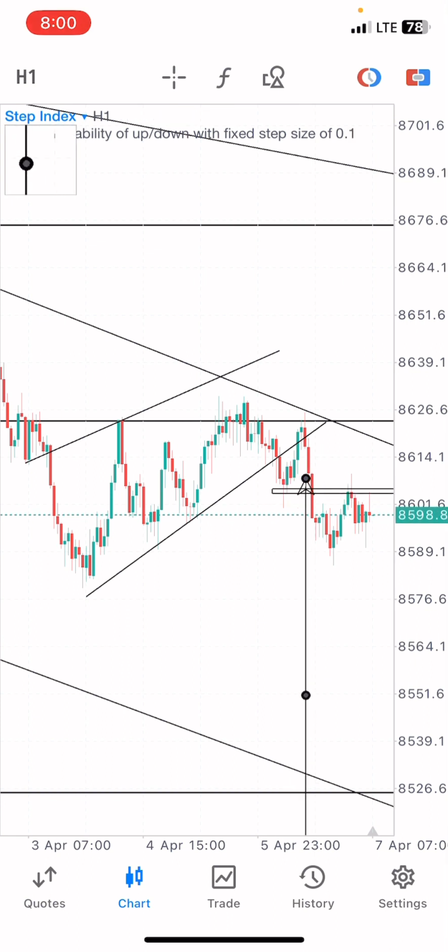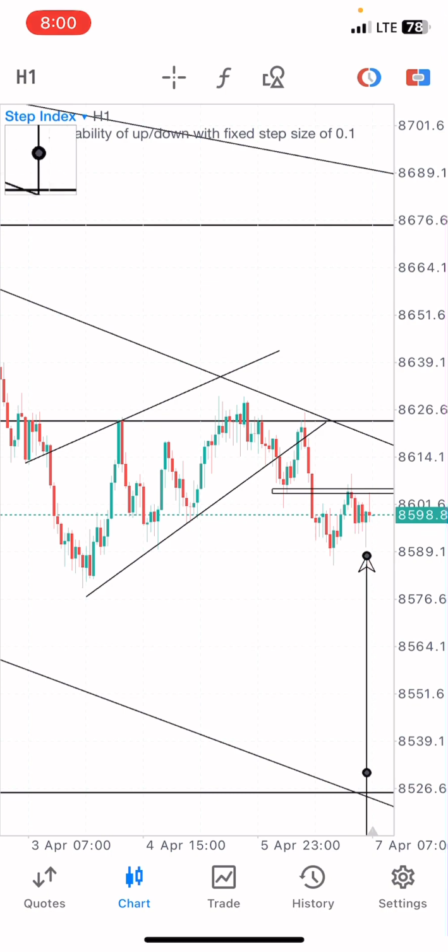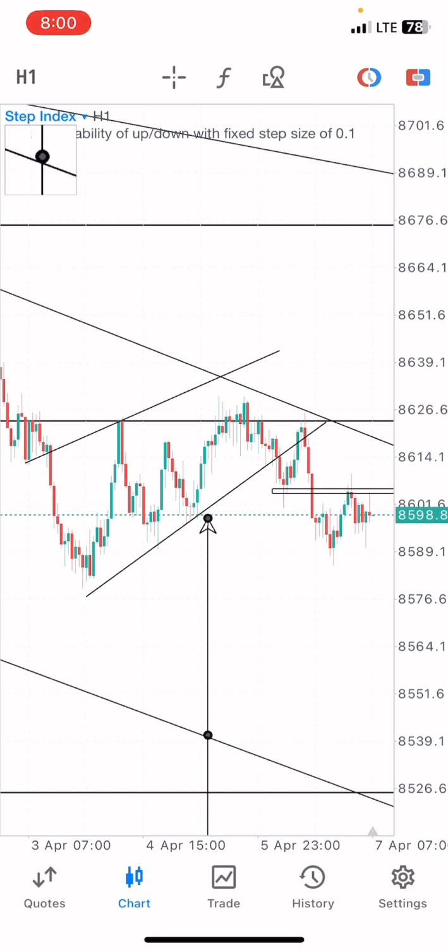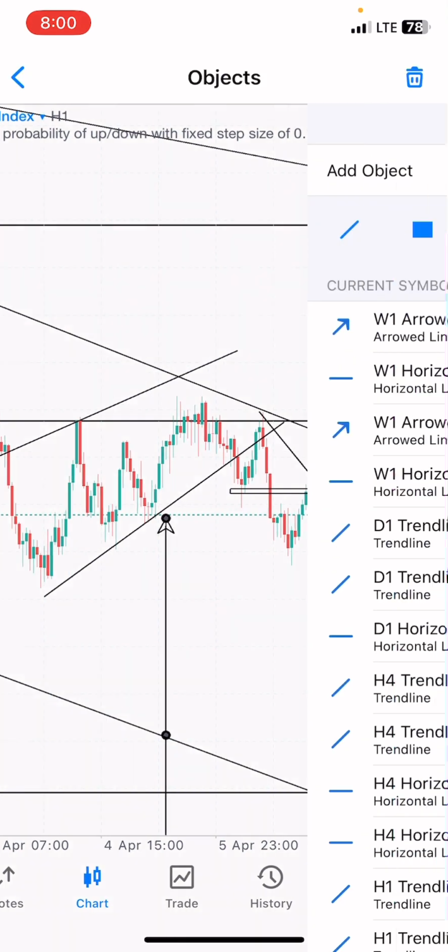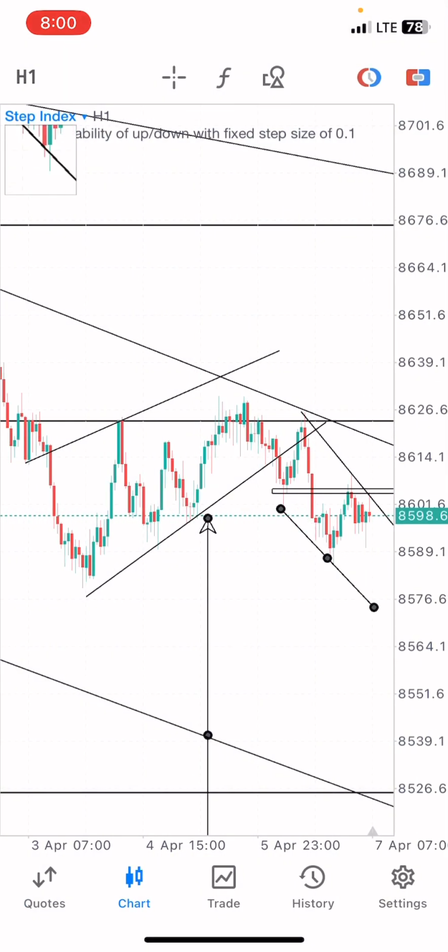The market broke below this low and is now dropping down, creating a lower high and a lower low. The market structure has changed from a mini uptrend to a mini downtrend at this point on the 1-hour time frame. You can clearly see what is happening here. So we have to identify our channel. So what's next on Step Index?